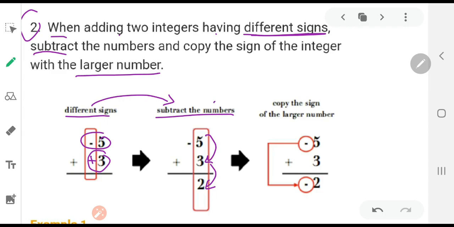After I write the 2, I move on to the next third step. Copy the sign of the larger number. I have a 5 and a 3. Which one is greater? Of course, the 5. What's the sign of the 5? It's a minus, so the answer is a -2.